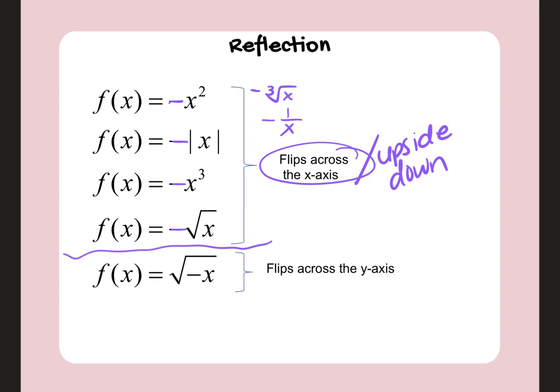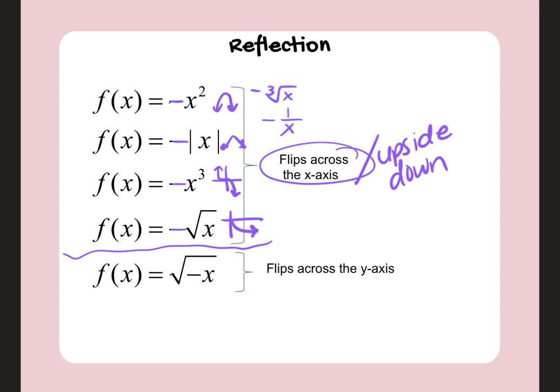So it's going to take your parabola and point it down. It's going to take your v and point it down. It's going to take your cubic function, so it normally goes like this. It's going to flip it upside down, so it looks like this. It's going to take your square root and point it down. That's if the negative is on the front of your function.